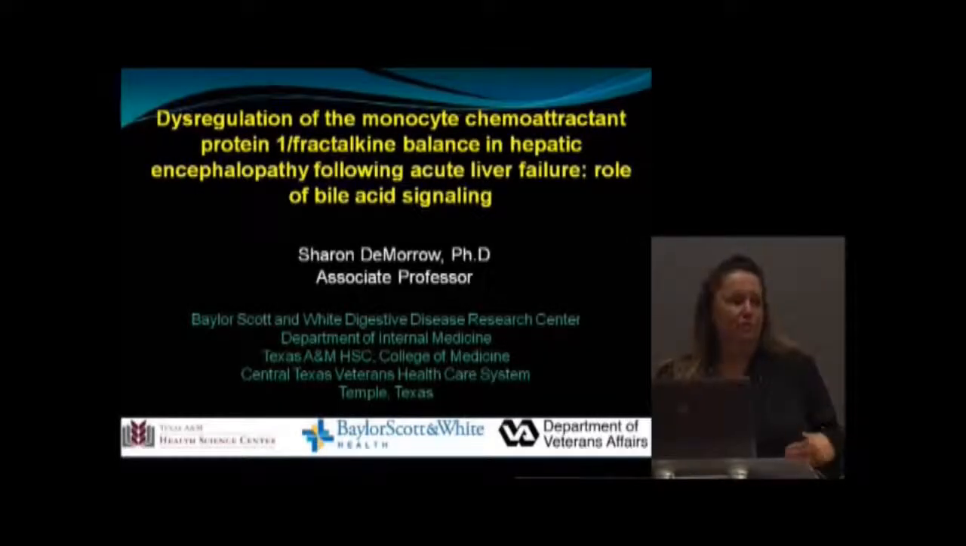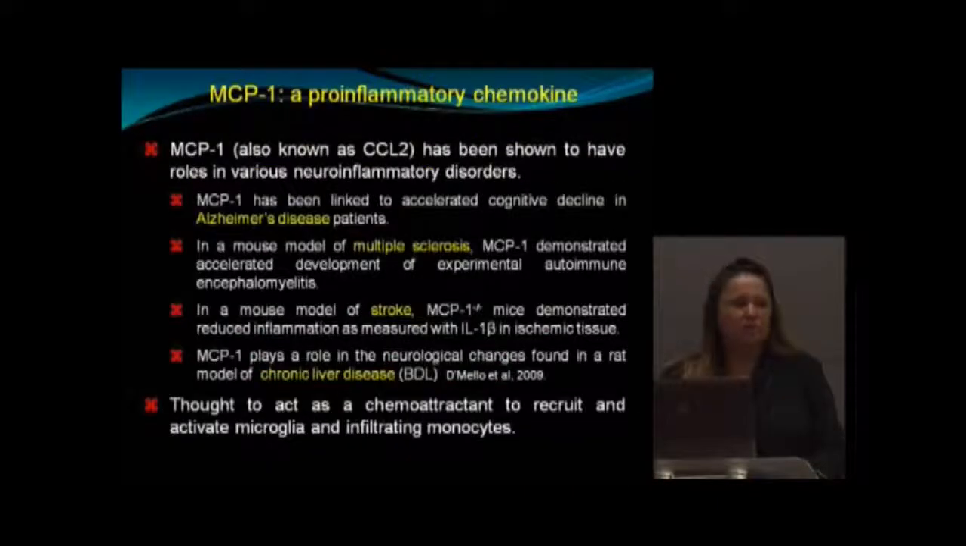The aspect of neuroinflammation that I'm going to discuss is this molecule MCP1, which we learnt about earlier. This MCP1 is also called CCL2. It's been shown to have roles in various neuroinflammatory disorders, including Alzheimer's disease, multiple sclerosis, stroke, and as we learnt this morning, or earlier, sorry, the MCP1 also plays a role in the neurological changes found in a model of chronic liver disease. In all of these diseases, a role for MCP1 as a chemoattractant to recruit and activate microglia and infiltrating monocytes has been assigned.